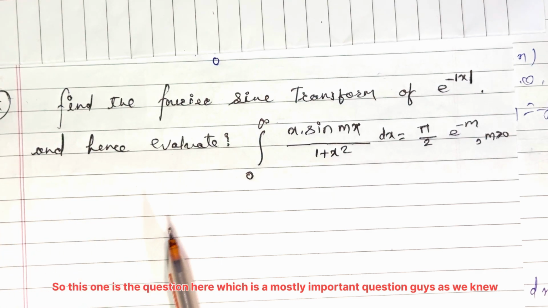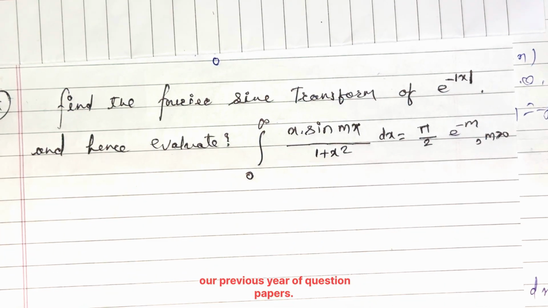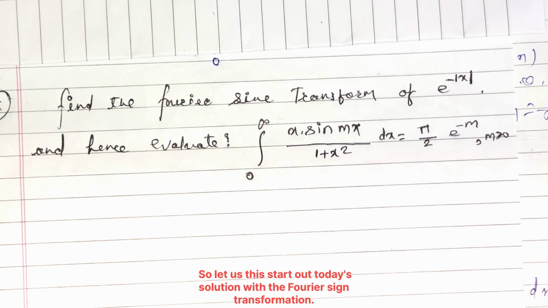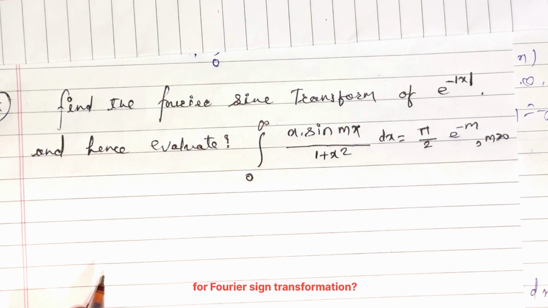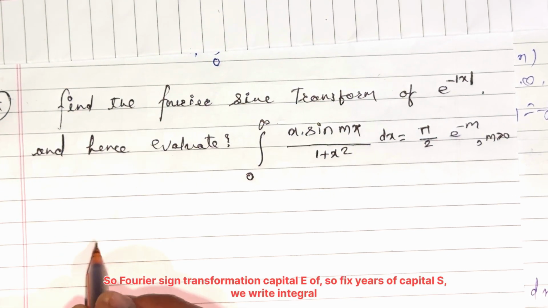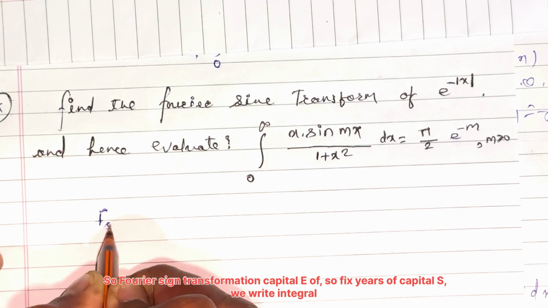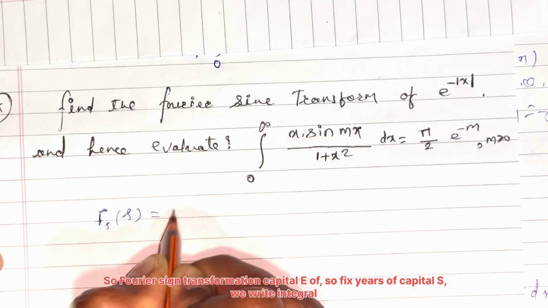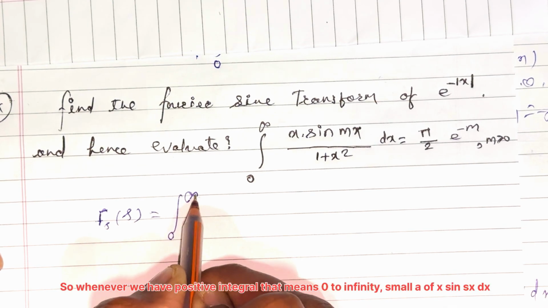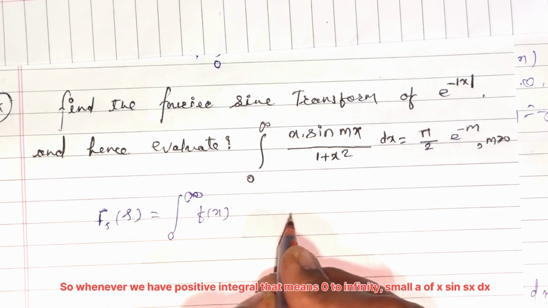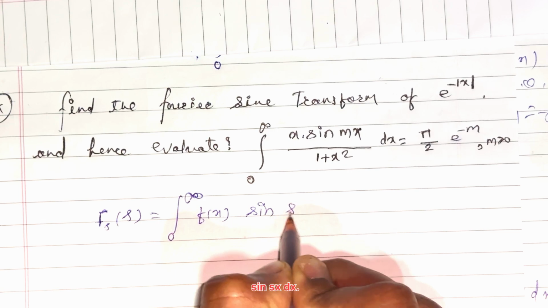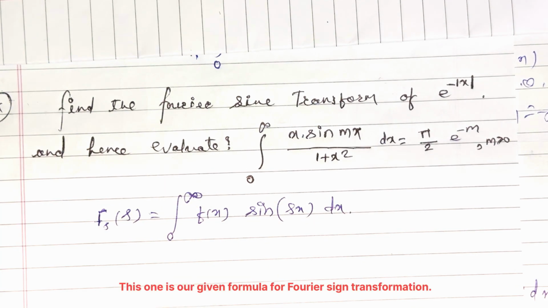It is a very important question, guys, asked in your previous year question papers. So let's get started with today's solution with the Fourier sine transformation. As we know, what is the formula for the Fourier sine transformation? The Fourier sine transformation, capital F suffix s of s, we write as the integral from 0 to infinity of small f of x sine sx dx. This is the given formula for the Fourier sine transformation.